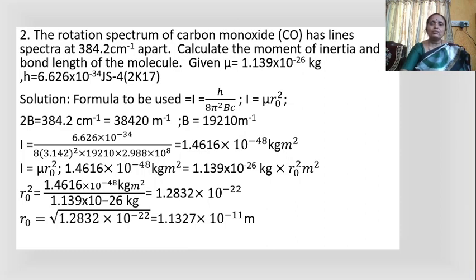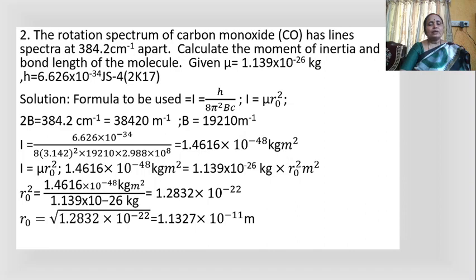We are asked to calculate what? The moment of inertia and the bond length of the molecule. What is given to us is the reduced mass. Reduced mass mu is equal to 1.139 into 10 raised to minus 26 kg, and Planck's constant h is 6.626 into 10 raised to minus 34 joule second. And this problem also had appeared for 4 marks in the year 2017.